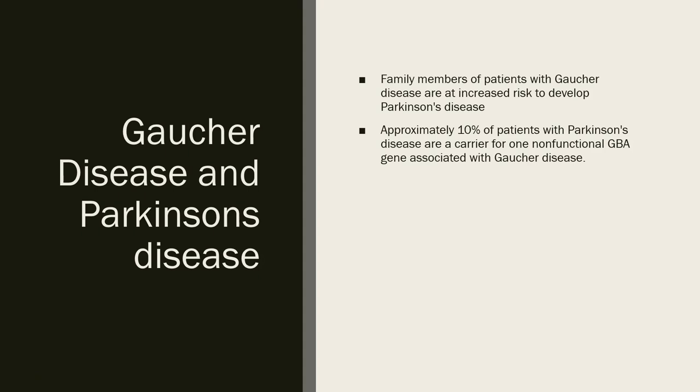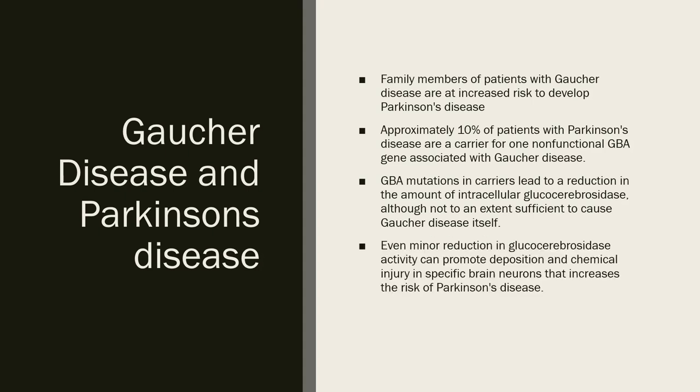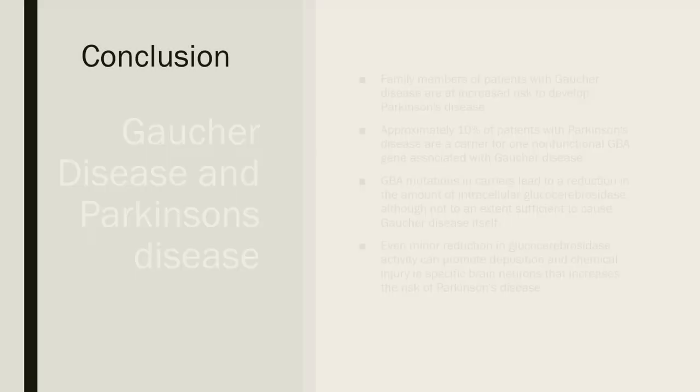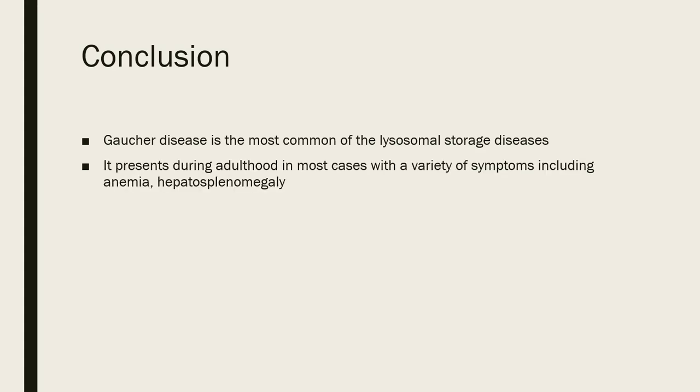We used to think if you're a carrier of something, you're fine. But if you're a carrier for the GBA gene mutation that causes Gaucher's, you're at an increased risk to develop Parkinson's disease. The GBA mutations in carriers lead to a reduction in the amount of intracellular glucocerebrosidase. Although not sufficient to cause Gaucher itself, it's thought to be associated with the problems in Parkinson's. Even a minor reduction in the glucocerebrosidase activity can promote deposition and chemical injury in specific neurons that increase the risk of Parkinson's disease.